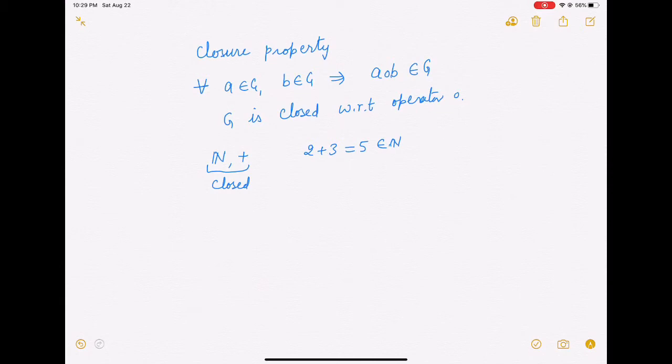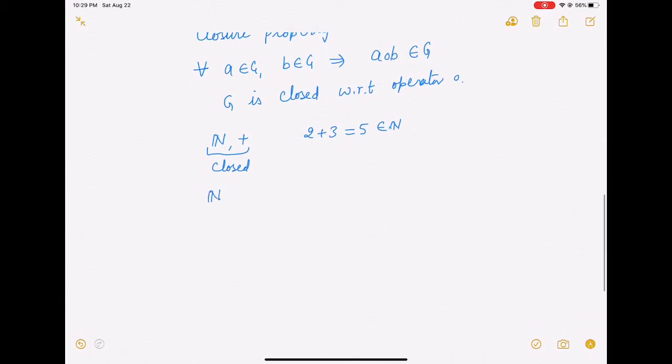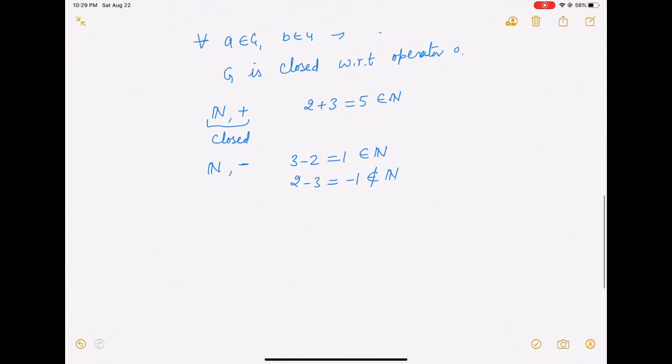N is closed with respect to this plus operation. Similarly, if we take again the set of natural numbers and the operation minus, then 3 minus 2 is 1, which belongs to the set of natural numbers. But if we take 2 minus 3, that is minus 1, it does not belong to the set of natural numbers. So with respect to this minus operation, N is not closed.